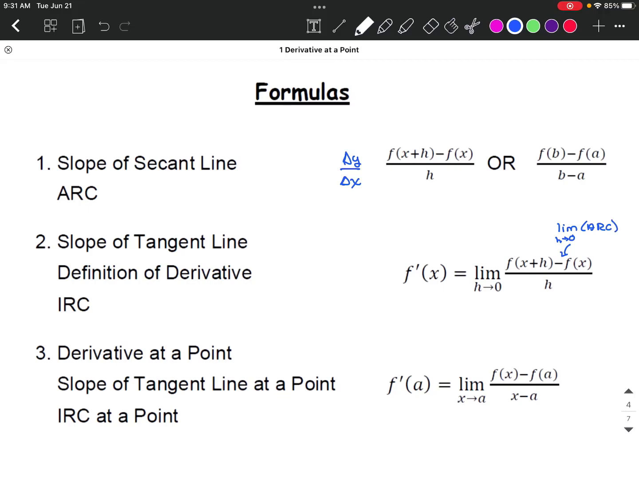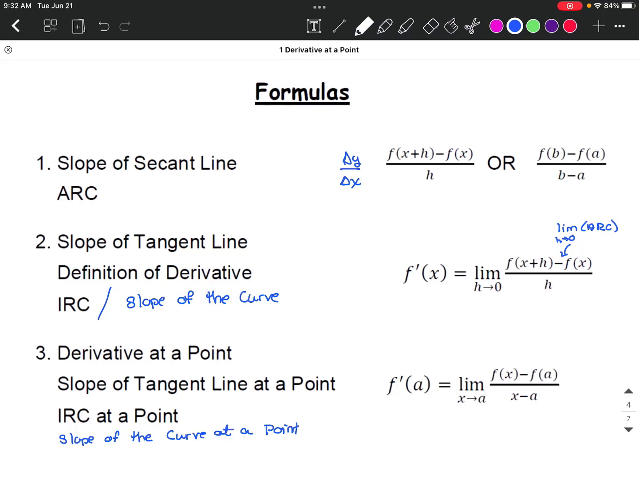Then we have the derivative at a point, which is the same as the slope of the tangent line at a point, which is the same as the instantaneous rate of change at a point. This is also known as the slope of a curve at a point. And we could put that up here. Slope of the curve. All of these mean the same thing.